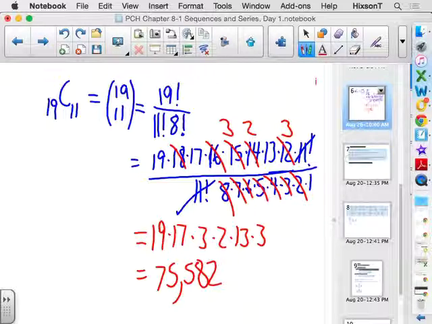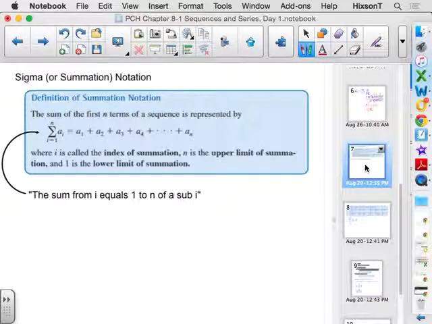Alright, so we know what a sequence is. We talked about recursion. We've talked about factorials and permutations and combinations. The next thing I want to look at is sigma notation, or summation notation. Again, we're hitting a lot of different things today that build a foundation for the rest of our unit. Sigma or summation notation.